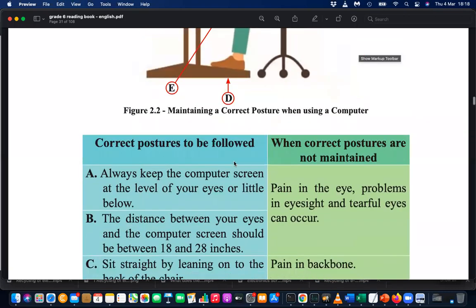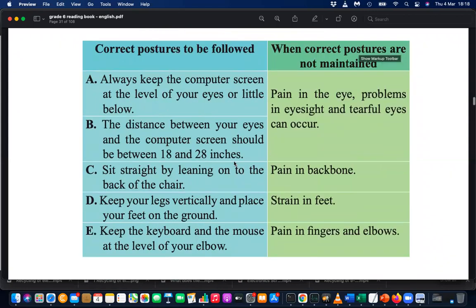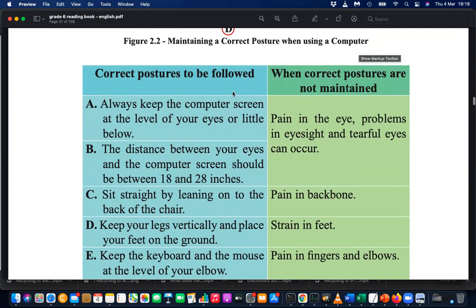So here this table shows you, right? According to our last day's lesson, this table shows you the correct postures to be followed, and when those are not maintained, what kind of injuries can happen. Here the first one: always keep the computer screen at the level of your eyes or a little below.